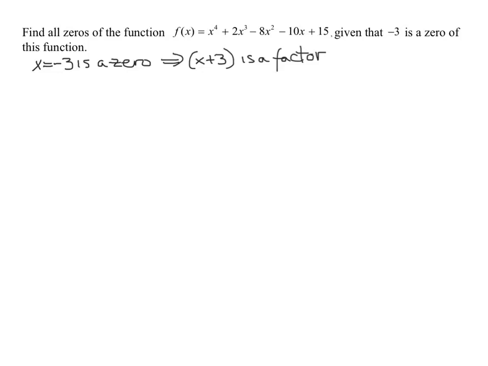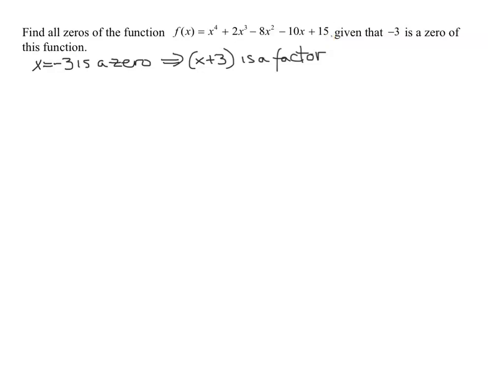We could divide using long division, but since it's in the form of x plus a number, we can use synthetic division, which is a whole lot easier. Don't forget, we have to make sure there are no missing terms in f of x. Well, it goes x to the fourth, x cubed, x squared, x, and a constant. There are no missing terms.